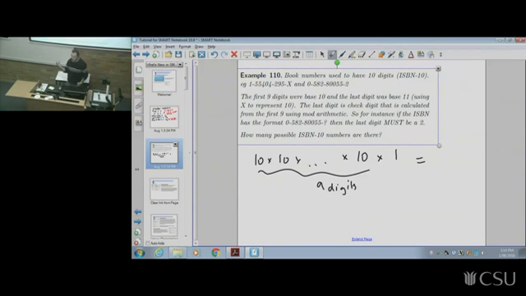What's that equal to? 10 to the power of 9, which is 1 billion. So there was 1 billion possible ISBN numbers. There's more books than that.